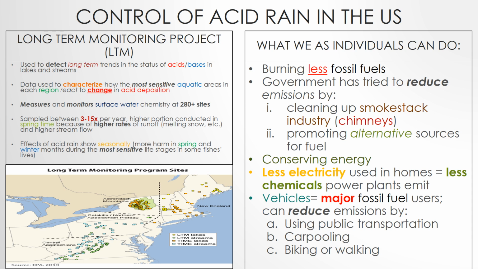As individuals, what we can do to control acid rain is burn less fossil fuels. The government has also tried to reduce emissions by cleaning up the smokestack industry, aka chimneys, and by promoting alternative sources of energy. What we can do ourselves is conserve energy. The less electricity used in homes, the fewer chemicals the power plants have to emit. Vehicles are major fossil fuel users. We can reduce emissions by using public transportation, carpooling, or biking or walking to our destinations.